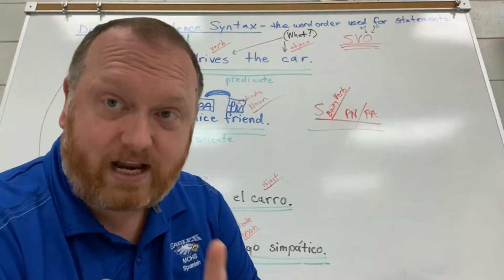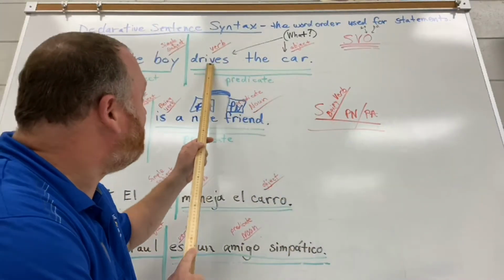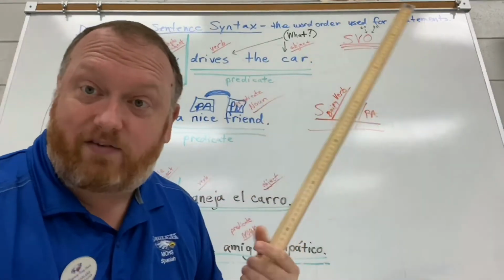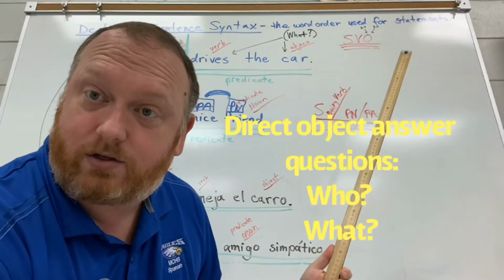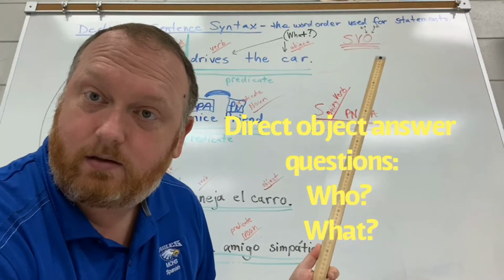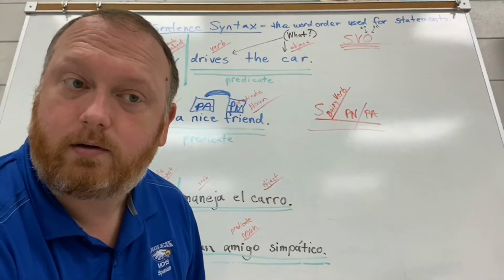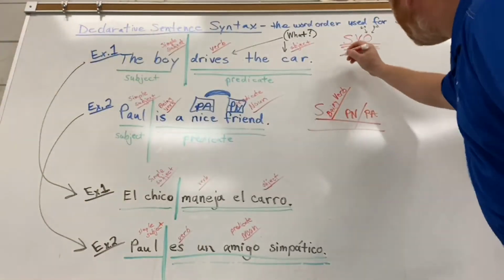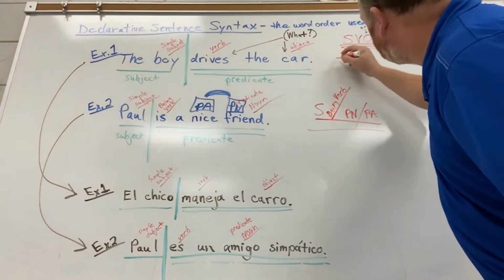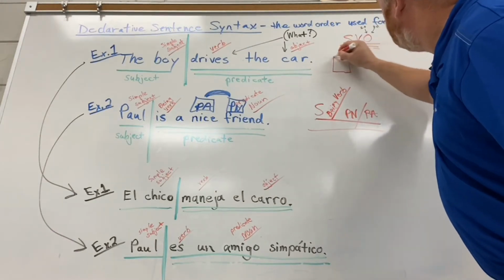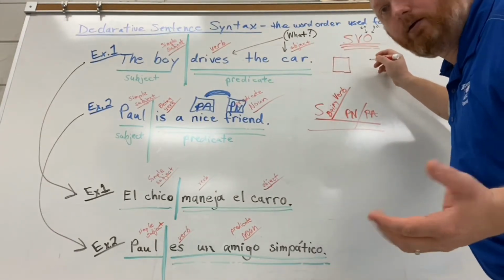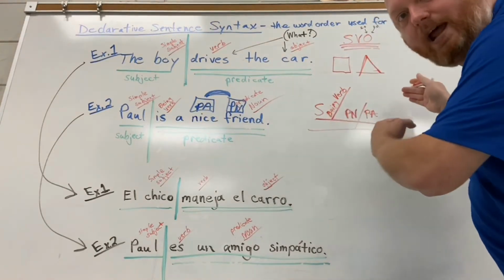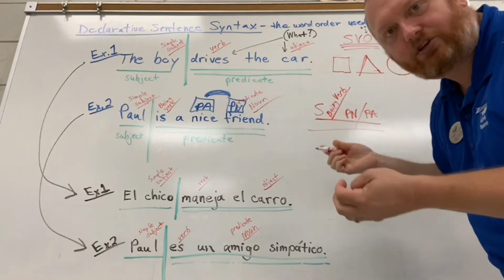Okay, so stay with me. We got the action verb, drives, and then what does he drive? Because direct objects, they answer the question who or what, does it? A car. Okay, so look, we got a subject. Let's use a square for that. And then we have a verb. Let's call it a triangle. Okay? And then what's next? The object. We'll use a circle.